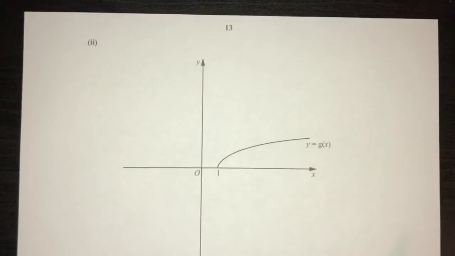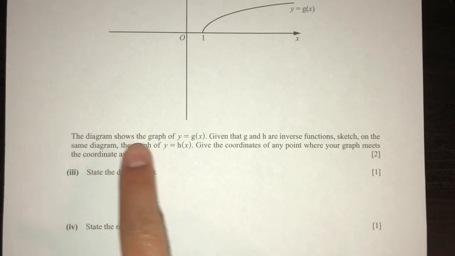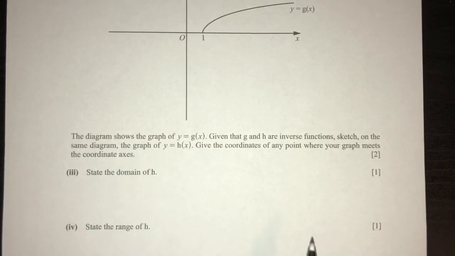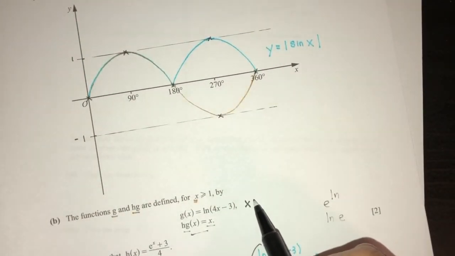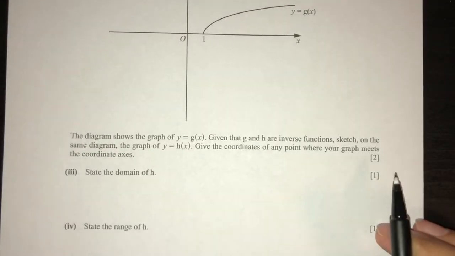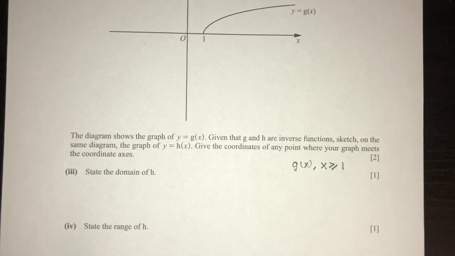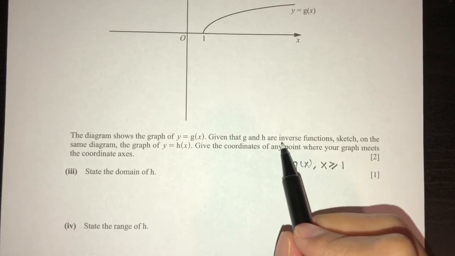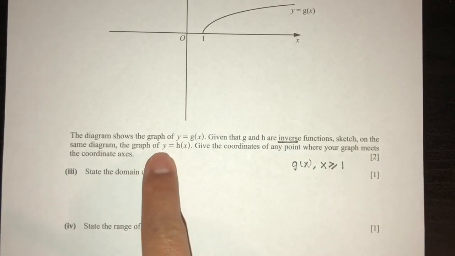Now for part 2, we have a graph here, your y-axis and your x-axis. Now let's see what happens. The diagram shows the graph of y equal to g of x. So let's go back. G of x is this graph, and the domain is x is more or equal to 1. So let's write this down. Domain of g of x is x is more or equal to 1. Now given that g and h are inverse functions, very important here, sketch on the same diagram the graph of y equal to h of x.